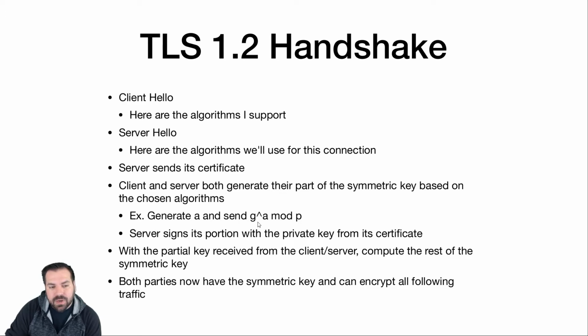The client is going to encrypt G to the A when they send it to the server. The client has the server's public encryption key. So the client can encrypt this with the verification that they have the proper public key and that only the server can read that. They're going to encrypt this, send that to the server. The server is going to sign G to the B mod P with their private key, which can then be verified by the client. They both have their partial keys. They generate the symmetric key, and then they start encrypting using that symmetric key to communicate back and forth.